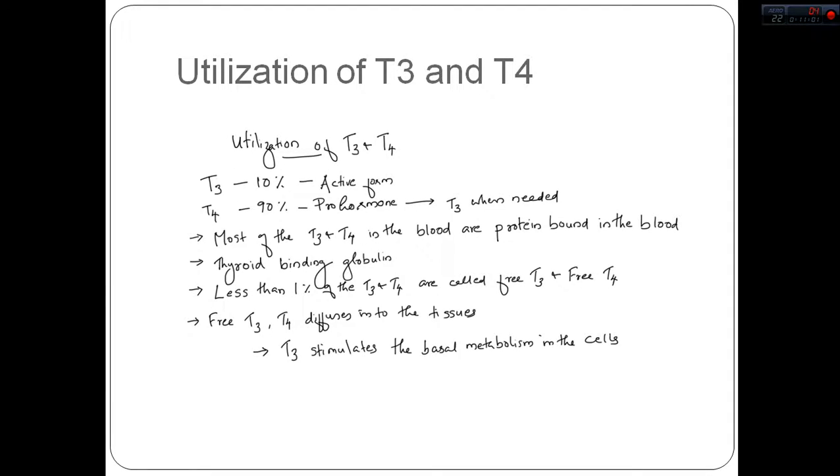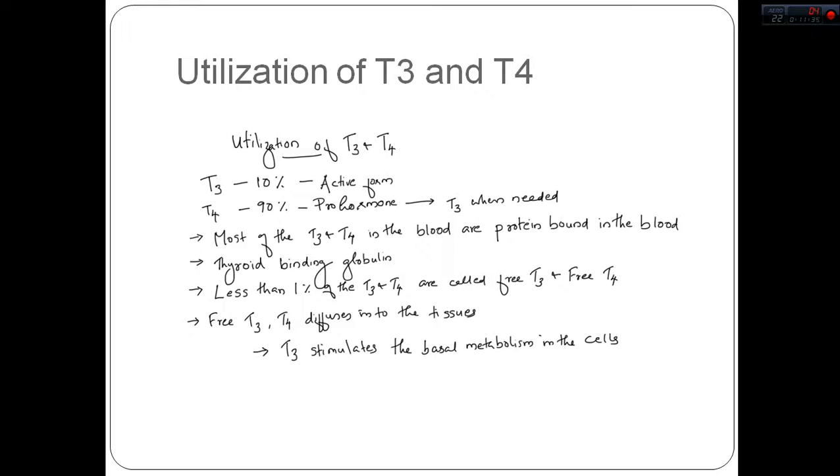Now, once T3 or T4 are released in the blood, the body can use it. Now T3, only 10% is T3, and the rest of the 90% is T4. And T3 is the most active form. And as soon as the T3 and T4 enter the blood, this will bind with a protein called thyroid binding globulin. Okay, and this is produced by the liver.